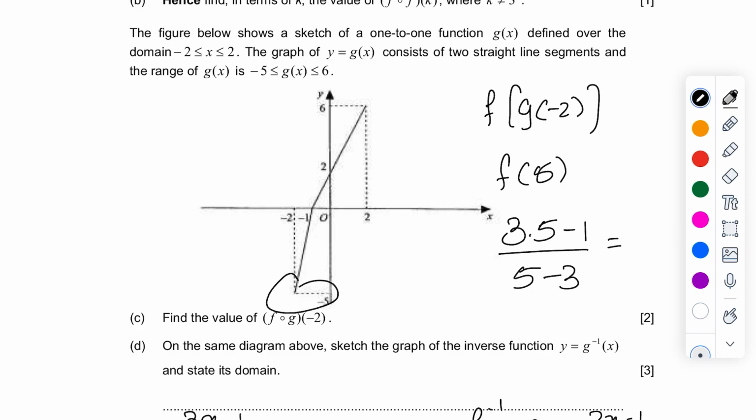So plug in negative 5. 3 times negative 5, negative 5. So it becomes negative 16 upon negative 8, which is going to be 2.